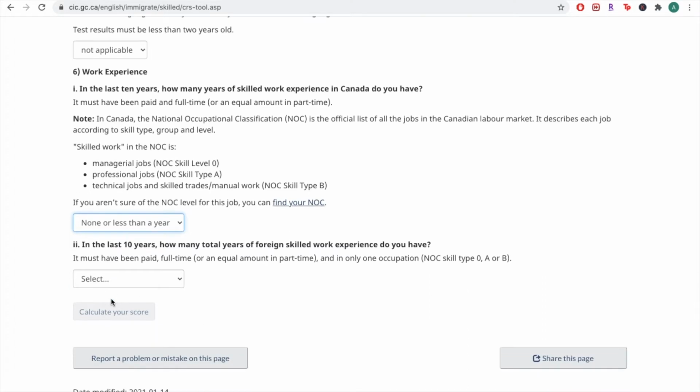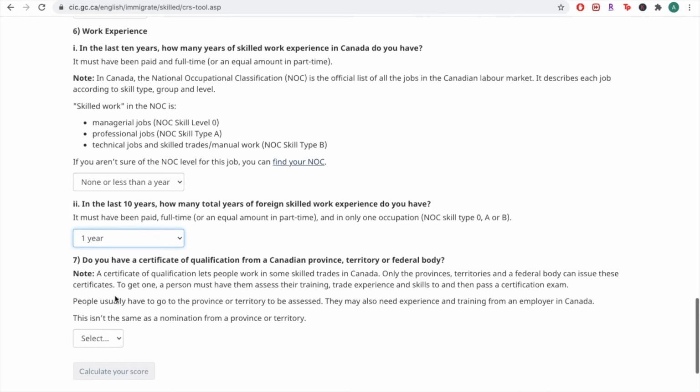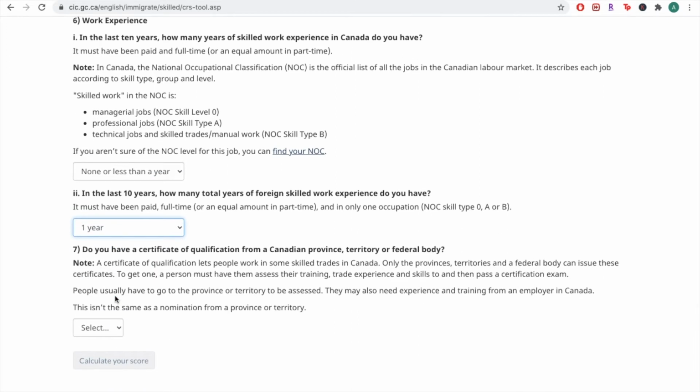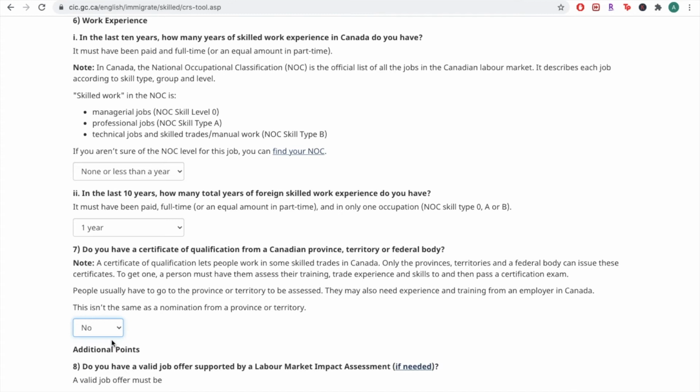Then the next question will say, in the last 10 years, how many total years of foreign work experience do you have? And I'm going to pick 1 year. The next question says, do you have a certificate of qualification from a Canadian province, territory, or federal body? And the answer to this would be no, because I don't have any certificate of qualification from a Canadian province.